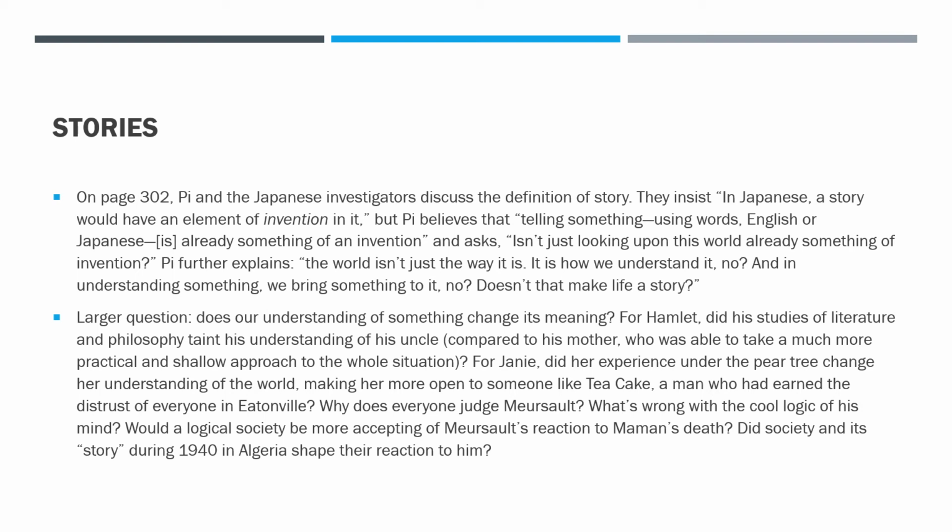And then we talked about Janie already. Did her experience under the pear tree change her understanding of the world? Why did everyone else really dislike Tea Cake, but Janie saw him in a different way? Was it her experience with the pear tree that made that? What about Meursault? He's obviously condemned. Yes, he was a murderer, but he's condemned because basically society doesn't like him. He doesn't have emotions. If he lived in a society that was very logical, do you think they'd understand his reactions to his mother's death a little bit more than Algeria in 1940? So think about, do we change the meaning by bringing our own understanding to something?